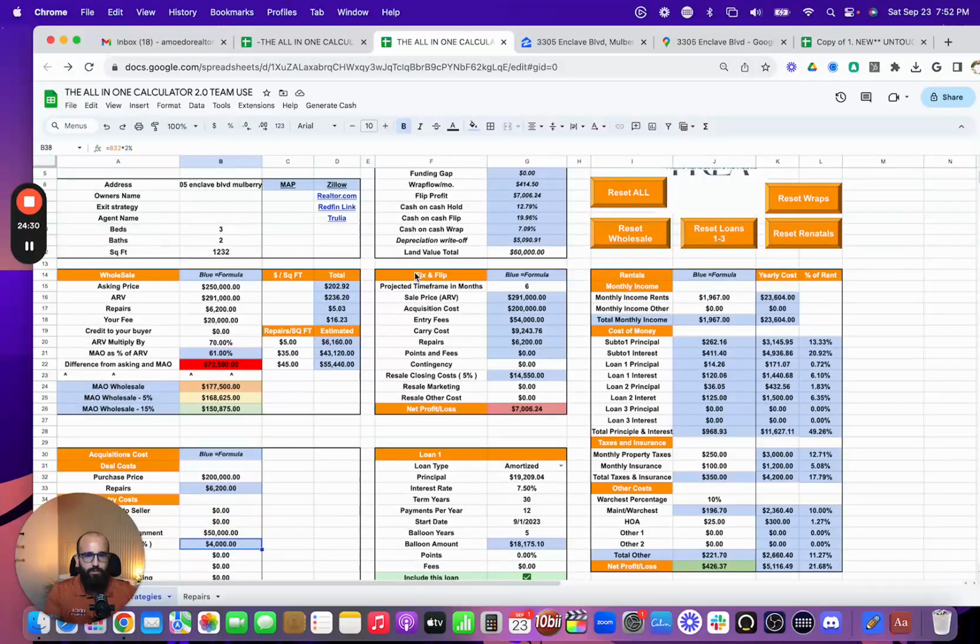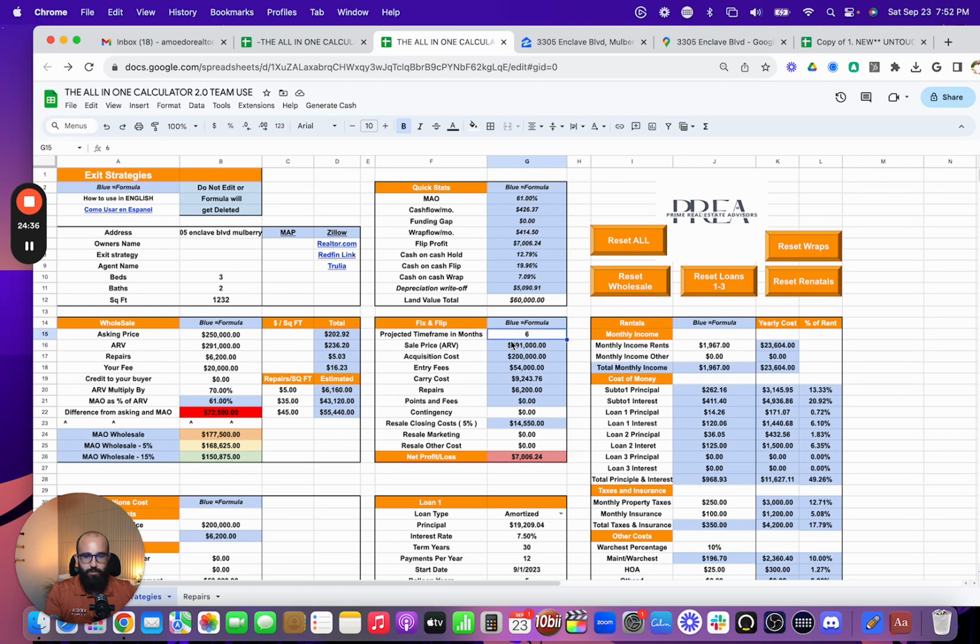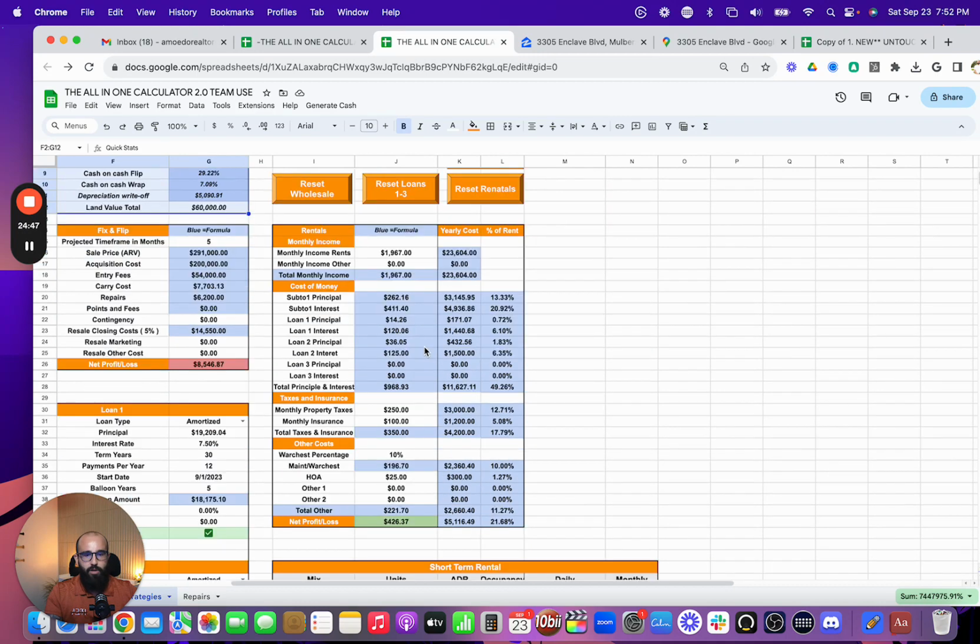Right above your 3 loans, anything that has to do with your fix and flip, this right here is what you will be making on that project. Don't forget to change if it's going to be 5 months, 4 months, whatever the case is. At the very top, again, we have the quick stats. Don't forget to take a look at all of your quick stats. And then on the right, you're going to get everything that has to do with your rentals, and if you will be cash flowing on a monthly basis or not, we'll tell you right here.